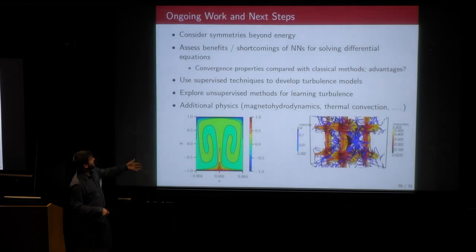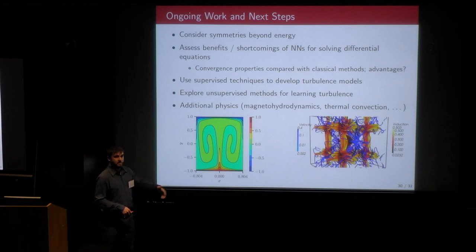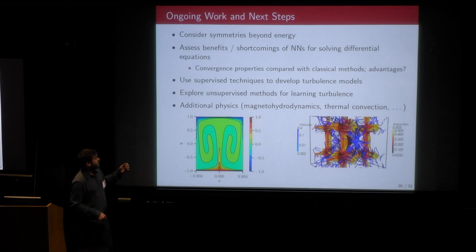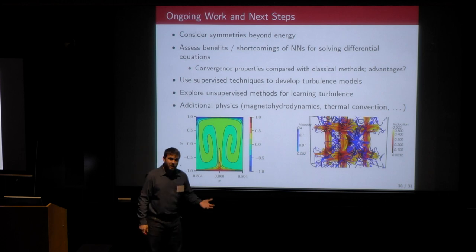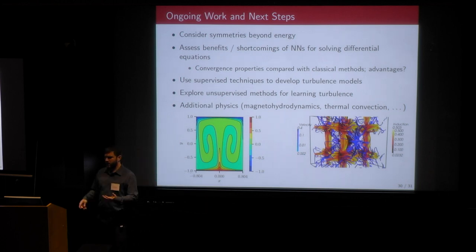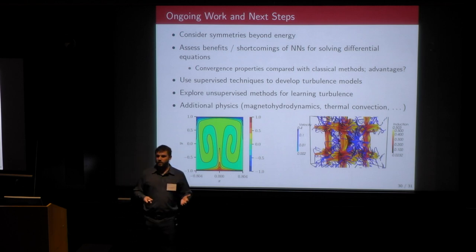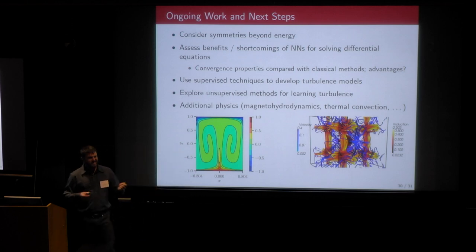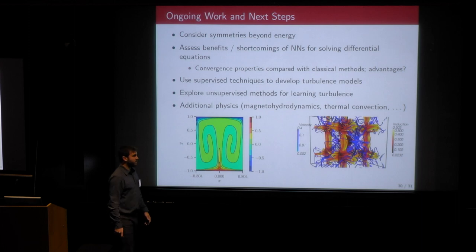I have the usual next steps slide. We want to consider symmetries beyond just energy conservation. Significantly, can we assess the benefits and shortcomings of neural nets for solving differential equations? Basically, are there any benefits? At one point, we had some preliminary results indicating that they give super exponential convergence compared to the fourth order convergence of Runge-Kutta, but that's still very preliminary, so we're trying to hash all that out. There are also supervised techniques with neural networks for developing turbulence models, and it would be really cool to explore unsupervised methods for learning turbulence.